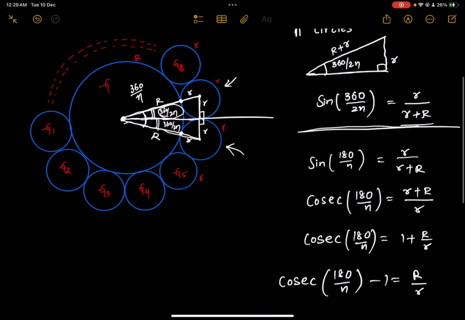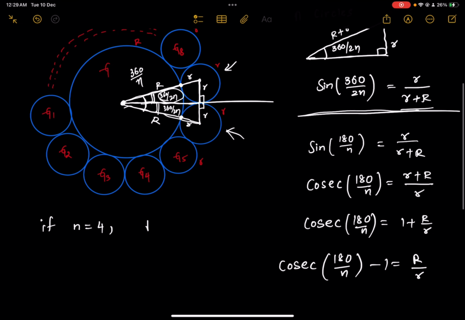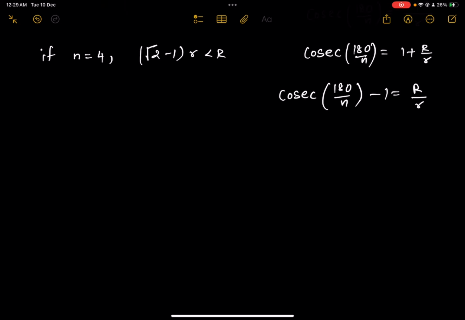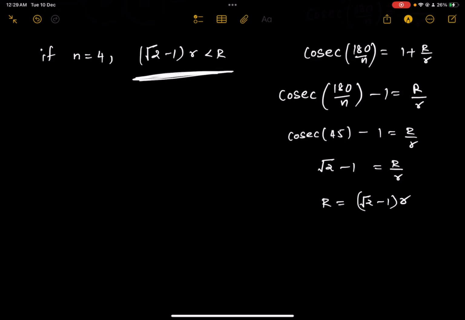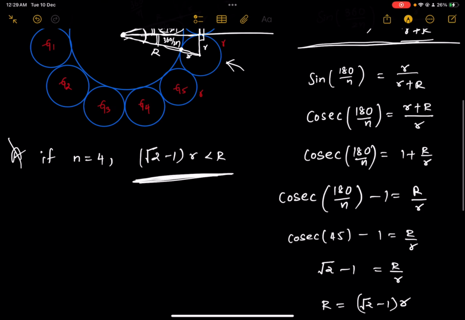First option says if n is equal to 4, root 2 minus 1 times r is less than R. So this is what we have to verify. Let us put n equal to 4 in this. So this will be cosecant 45 minus 1 is equal to R upon r. Cosecant 45 is root 2. Root 2 minus 1 is R by r. So R is equal to root 2 minus 1 times r. But root 2 minus 1 times r is less than R is given in the question. So option A is incorrect.